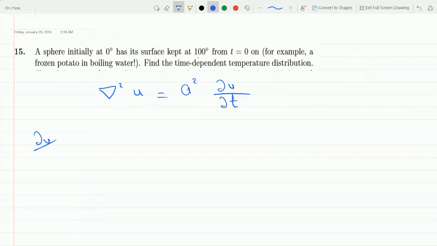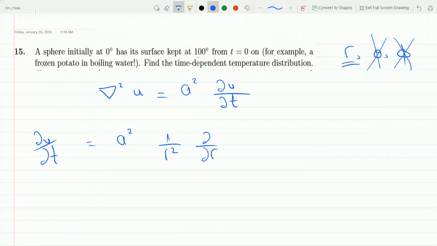So that means du over dt. Here in spherical coordinates, since this is a sphere, we have three variables r, theta, phi. There's symmetry on theta, so the temperature distribution is not affected by a change of this. Neither is phi because of symmetry, so the only one that we use is r. So we have du over dt is a squared times 1 over r squared d over dr, in spherical coordinates, of r squared du over dr.